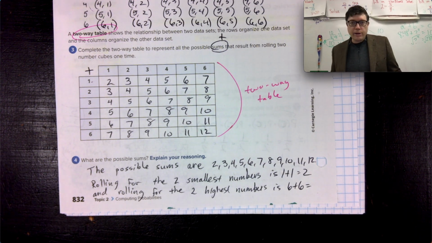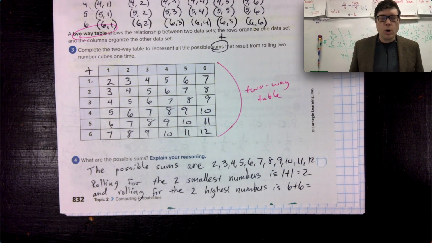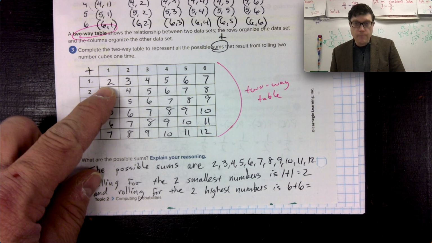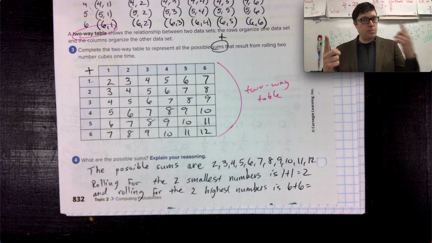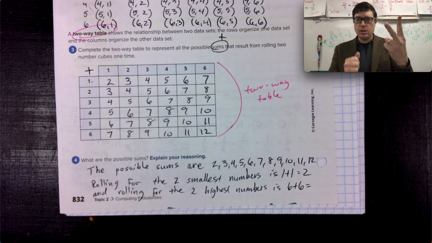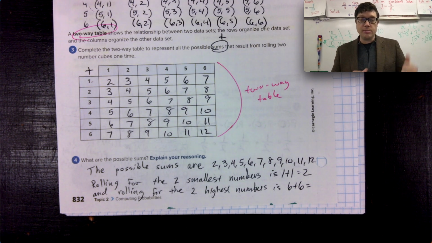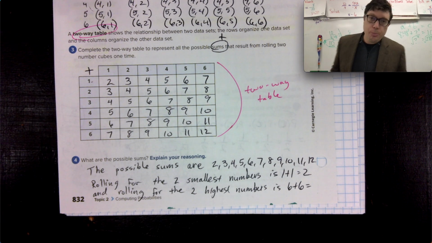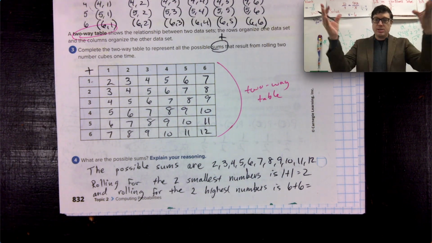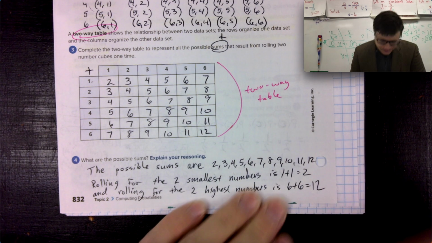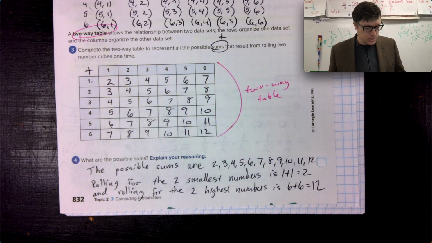Now we know that rolling the two smallest numbers would be 1 plus 1, so that's why 2 shows up. It's the smallest number on one die plus the smallest number on the other die, and 2 is their outcome when you add them together. The two biggest numbers on both dice are 6 and 6, and when you add them together, you get 12. There's a lot of good probability there.